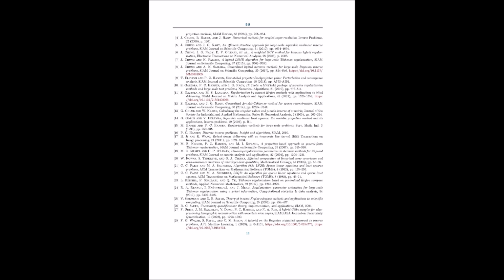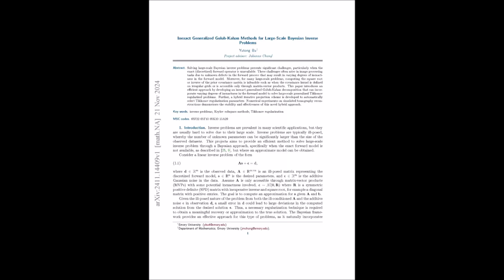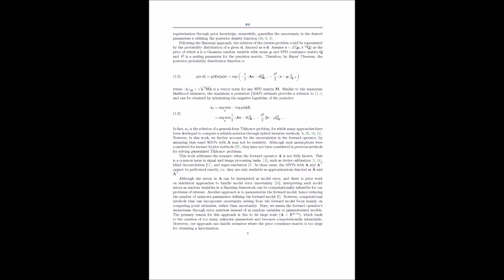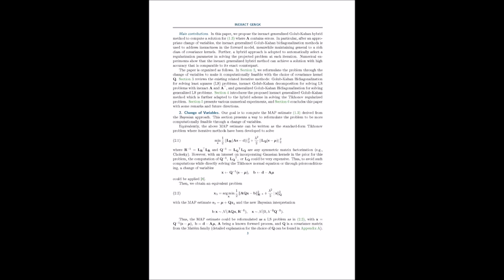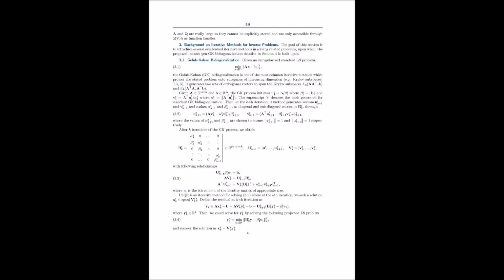This has been quite a journey through the intricate world of Bayesian inverse problems. We've gone from the basics of GK bidiagonalization to the sophisticated igenGK method and the elegant hybrid approach. We've learned about the importance of handling inexactness, the power of hybrid approaches, and the ongoing quest for better regularization techniques. And we've been reminded that even in the face of complexity and uncertainty, there's always room for creativity, innovation, and a healthy dose of mathematical rigor.